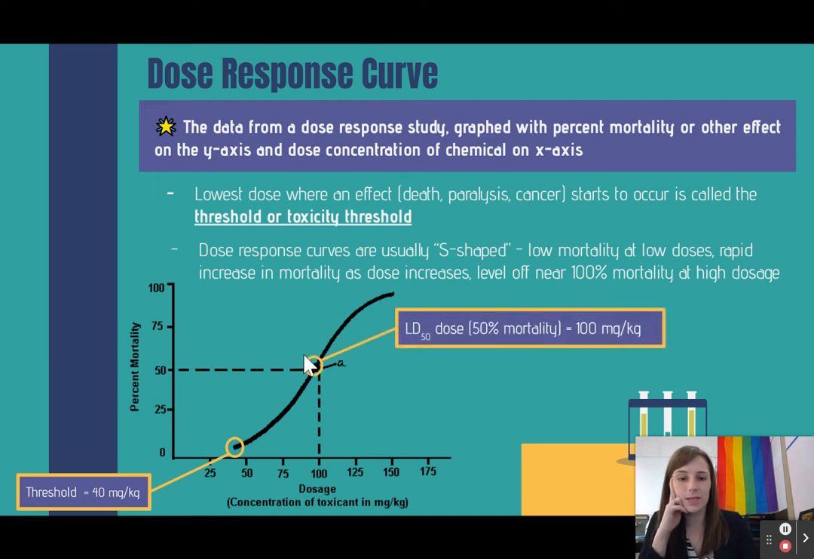Now, LD50 is this dose where we get 50% mortality. So for example, on this graph, it's at 100 milligrams per kilogram, because we've got the 50 here and the 100 there. Where it meets is this dosage. So that's where our LD50 is. And usually with this S shape, your LD50 is right about in the middle of it, because that's where the 50% is on the y-axis.